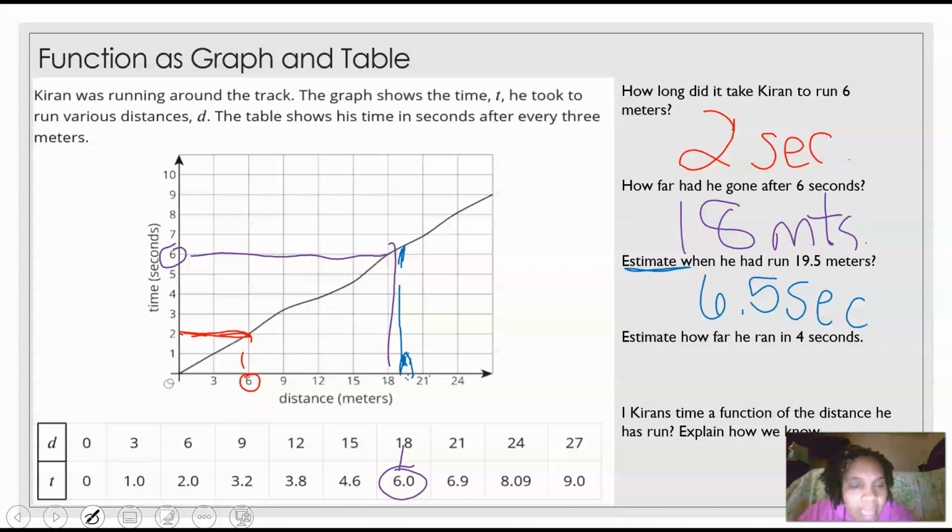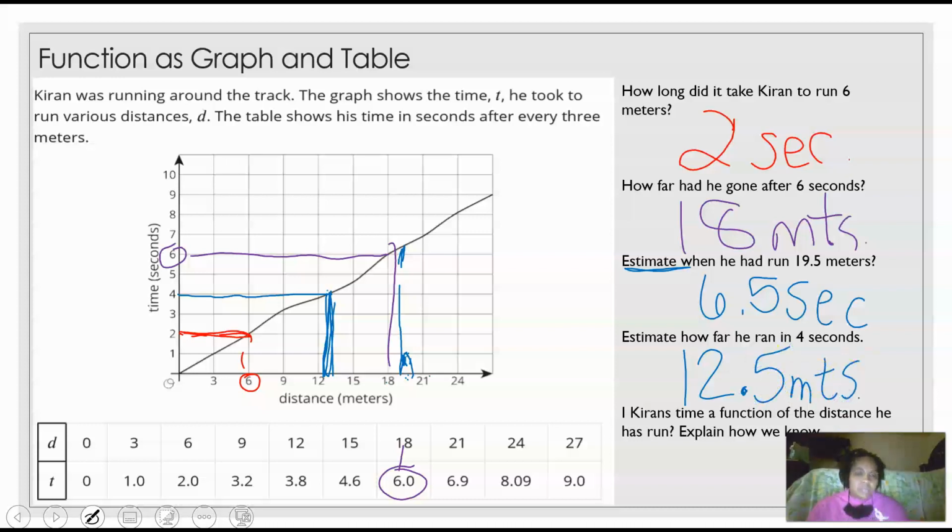Then estimate how far he ran in 4 seconds. So here goes our 4. In 4 seconds, our line is a little crooked, we'll say he ran about 12.5, and it's an estimate, about 12.5 meters.